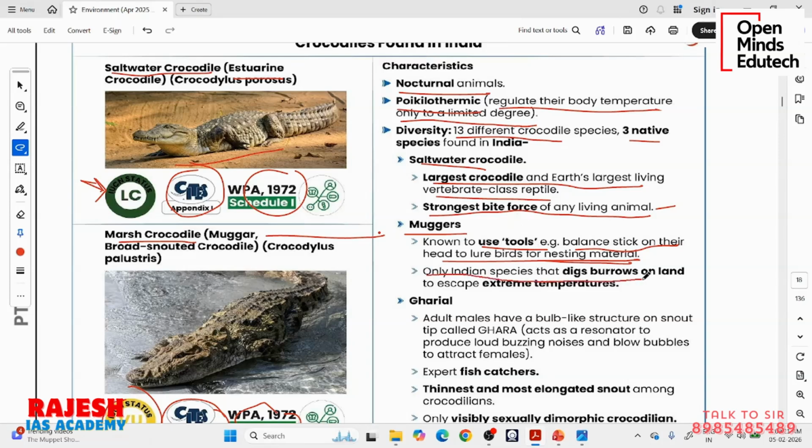They are the only Indian species that dig burrows on land to escape extreme temperature. If it is too hot outside, these mugger crocodiles will dig burrows on land. Now moving to the third one, gharials.